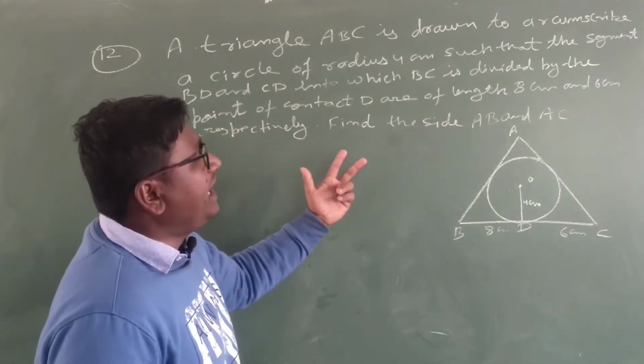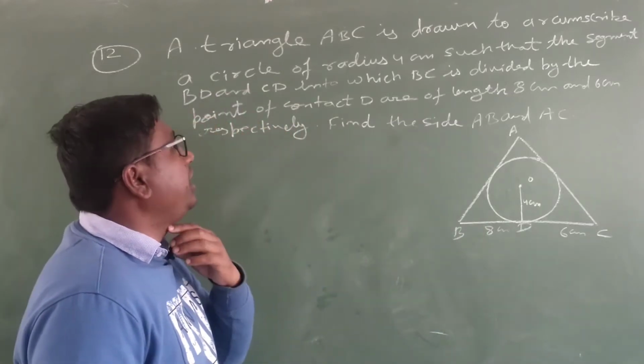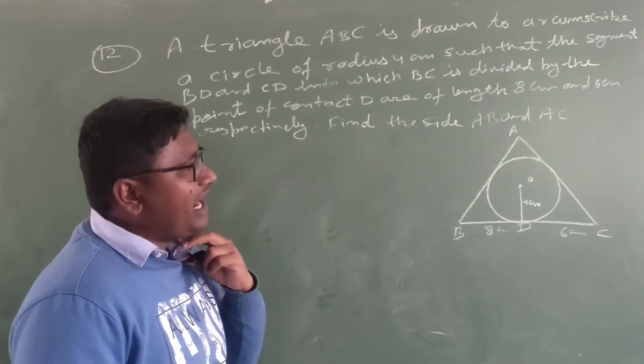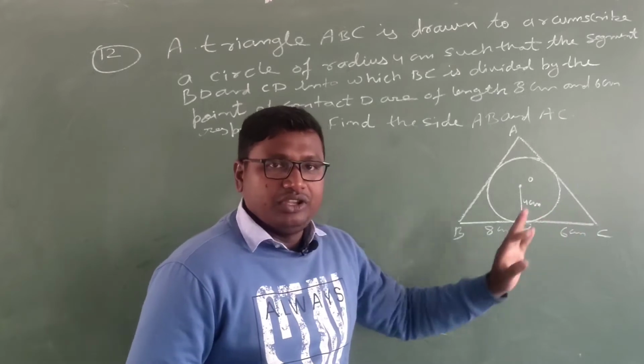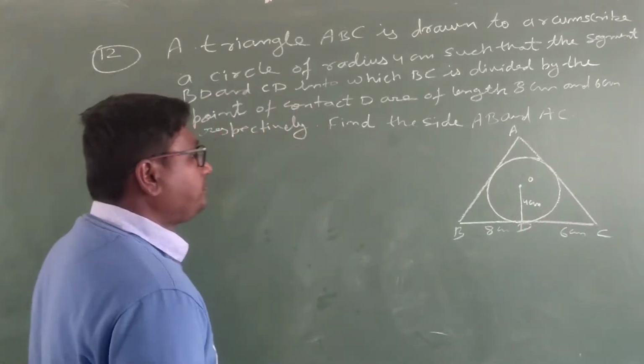Now find the sides AB and AC. We need to get the length of sides AB and AC. So this is AB and this is AC. Now you see how we solve the question.